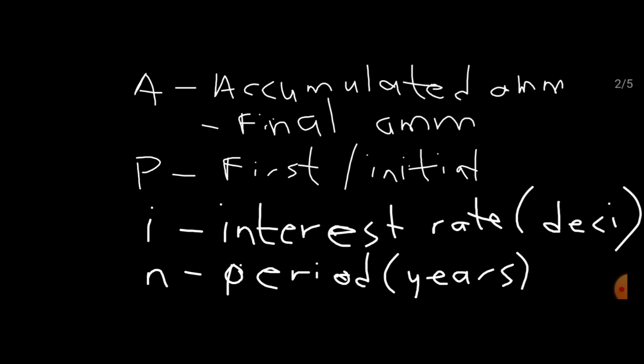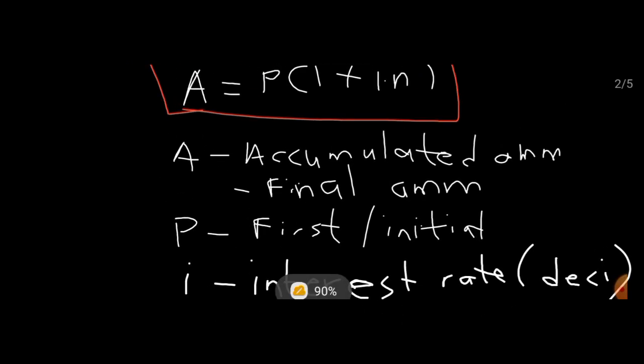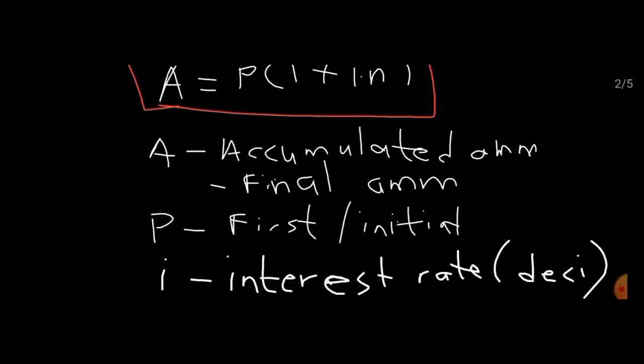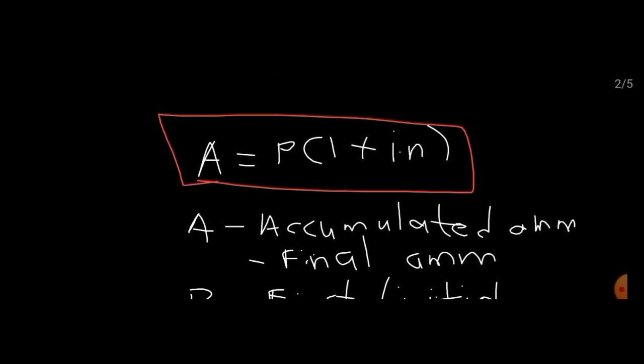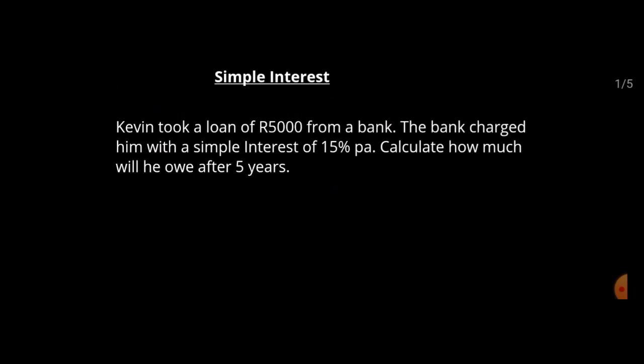Guys, I was just taking out the data. This is the formula. A is the accumulated amount, which is the final amount. P is the initial amount. I is the interest rate, which in the formula must always be in decimal. And then N is the period or the number of years, which is always needed in years. Okay? Let's go back to the example.